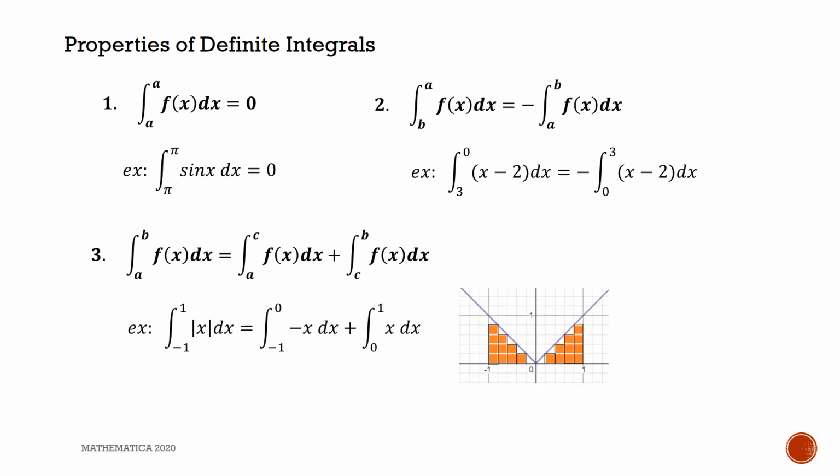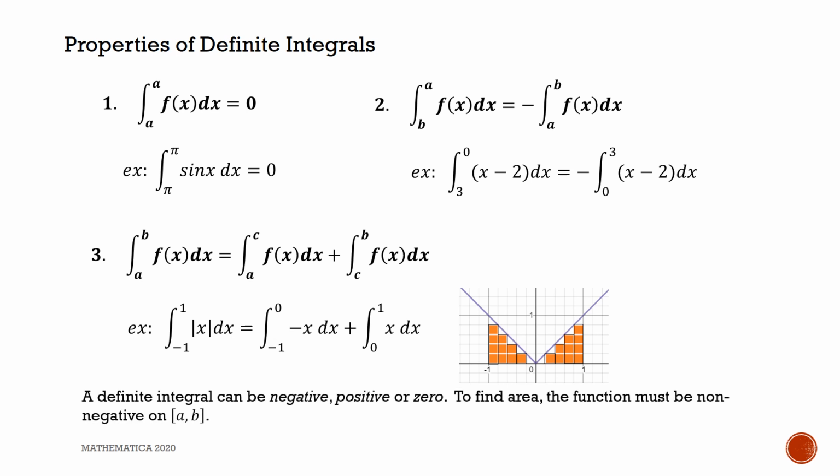So this is what it looks like. If we take a look from -1 to 0, I have the negative slope, and then from 0 to 1, I have the positive slope. So I would break it up into two parts to be able to evaluate or to find the area underneath the curve. A definite integral can be negative, positive, or 0. To find the area, the function must be non-negative.